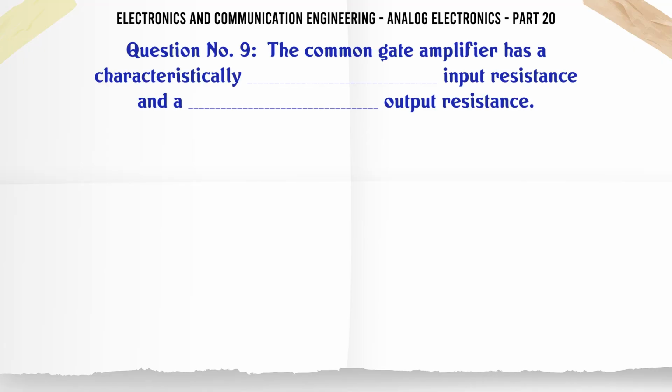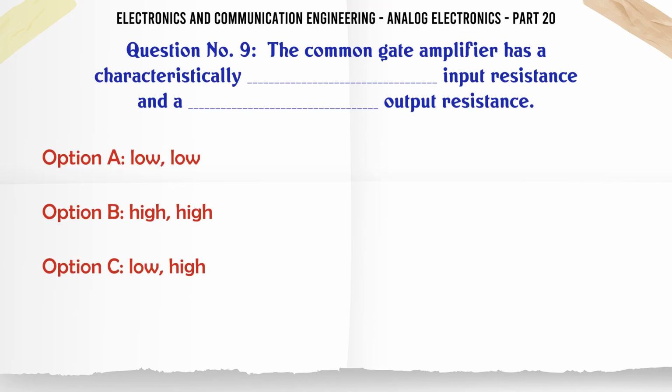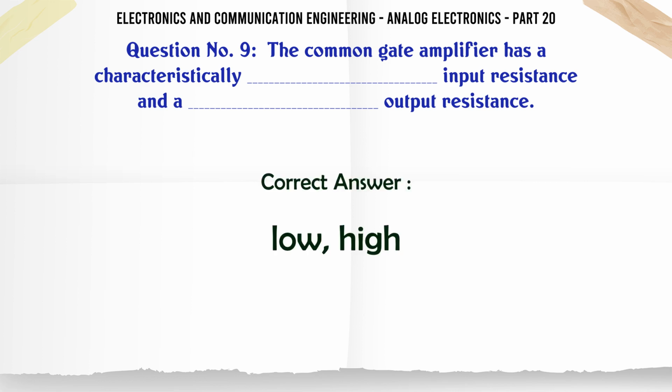The common gate amplifier has a characteristically input resistance and an output resistance. A. Low-low. B. High-high. C. Low-high. D. High-low. The correct answer is low-high.